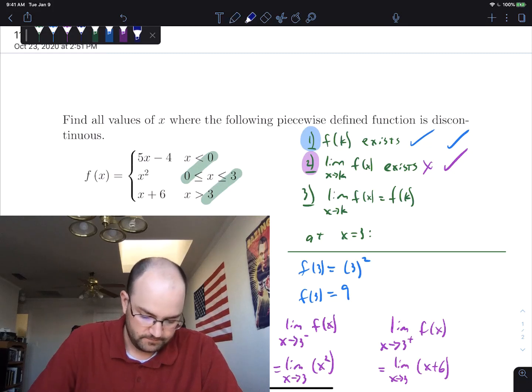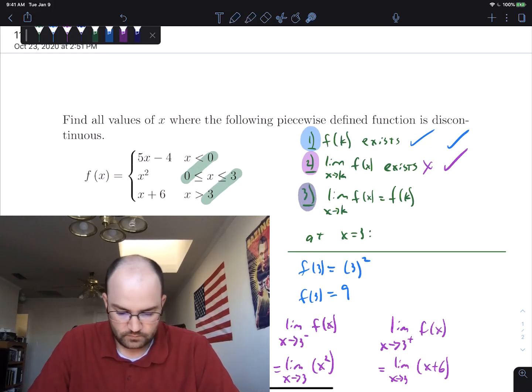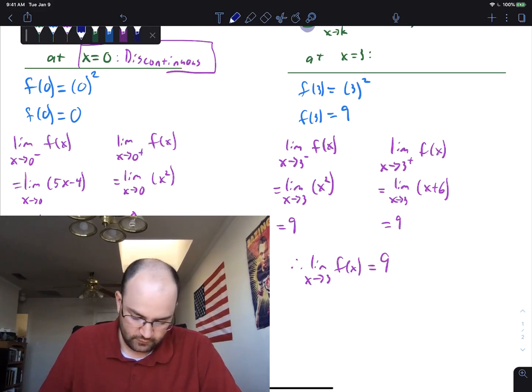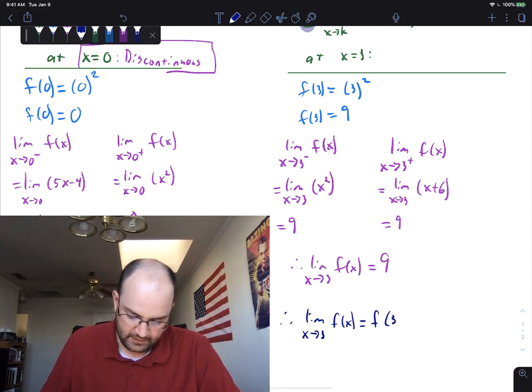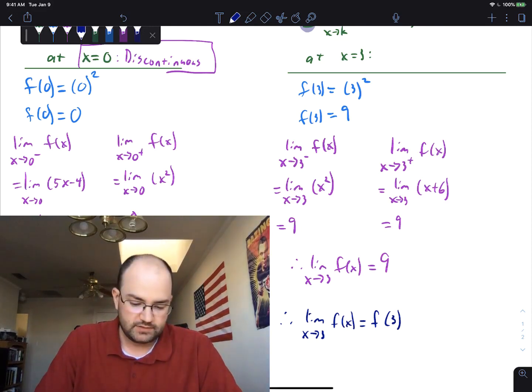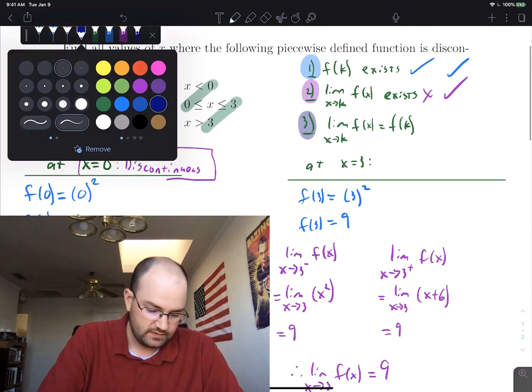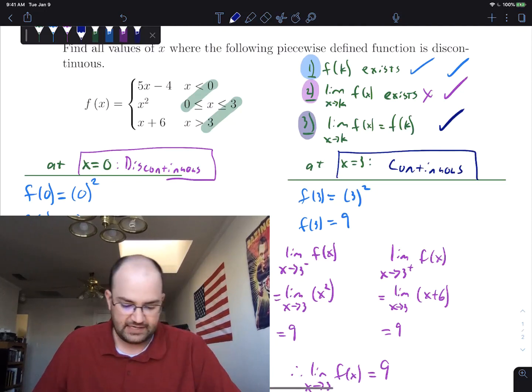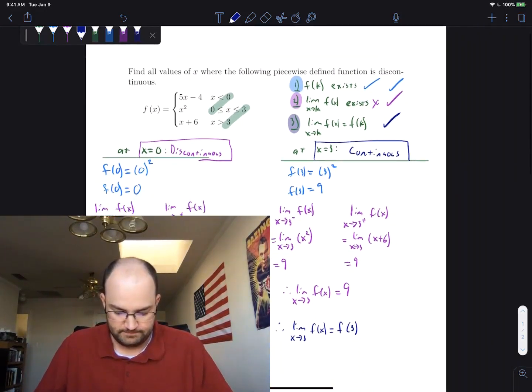Now for the last one, we're going to look at these two things. We have the limit as x approaches 3 of f of x equals 9, f of 3 equals 9. Therefore, the limit as x approaches 3 of f of x is in fact f of 3, because they're both 9. So as a result, that checks it out, and therefore this is in fact continuous at x equals 3. Awesome.